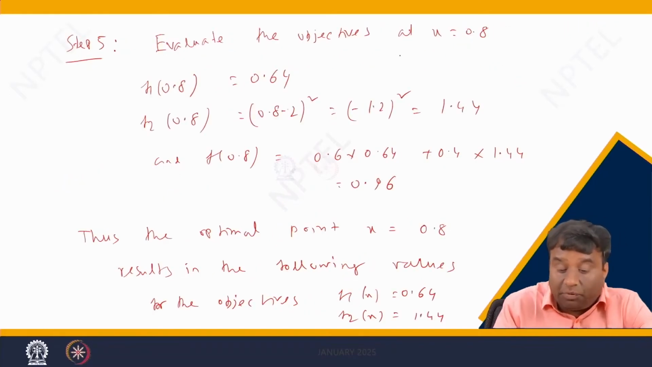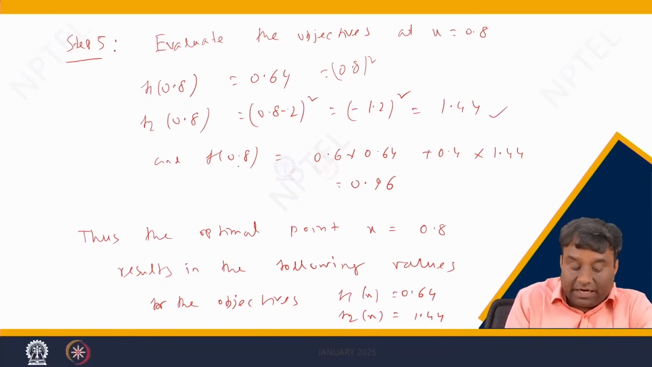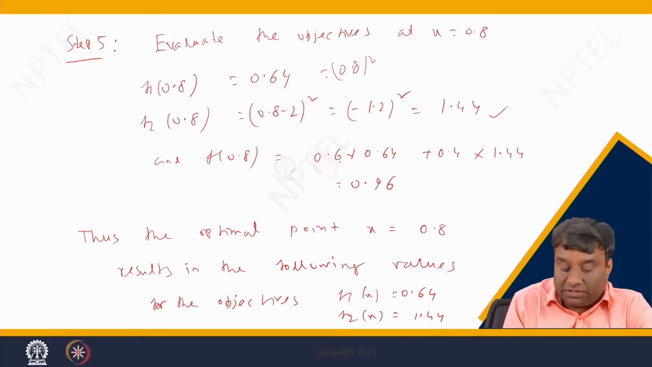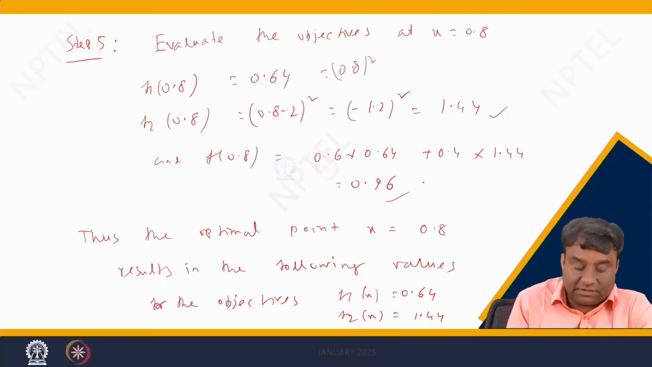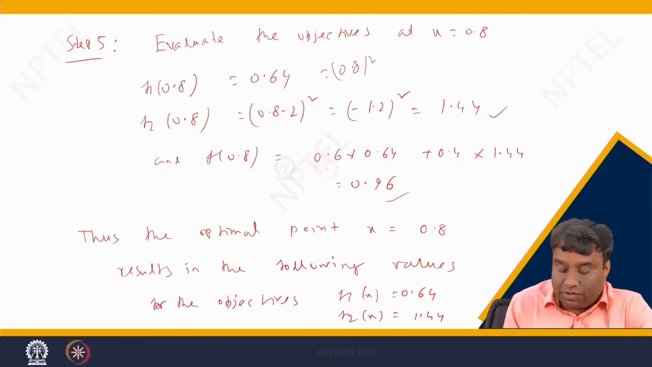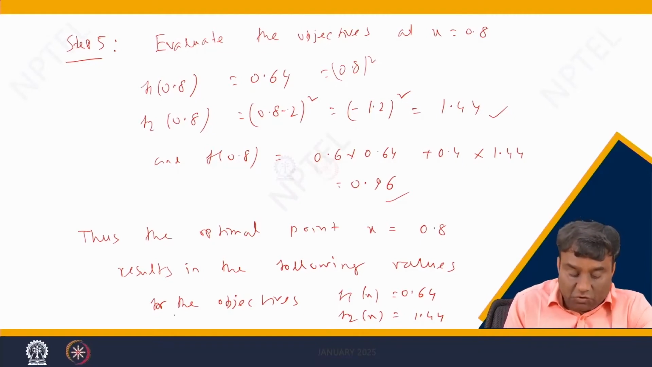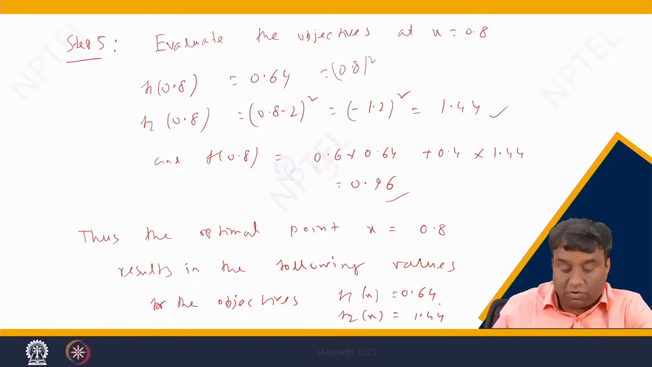Step 5. Evaluate the objective at x = 0.8. So f1(0.8) is x², so 0.8 squared is 0.64. f2(0.8) is (0.8 − 2)², so that is (−1.2)², which gives 1.44. And f(0.8) can be written as 0.6 × 0.64 + 0.4 × 1.44, that is 0.96. So at the optimal point x = 0.8, the values of the objectives are f1(x) = 0.64 and f2(x) = 1.44.